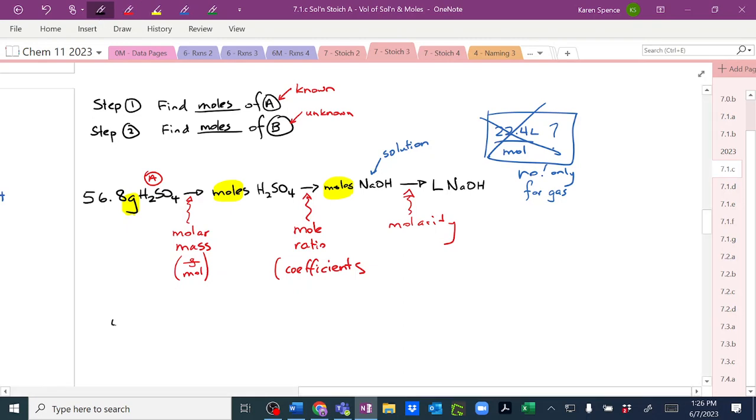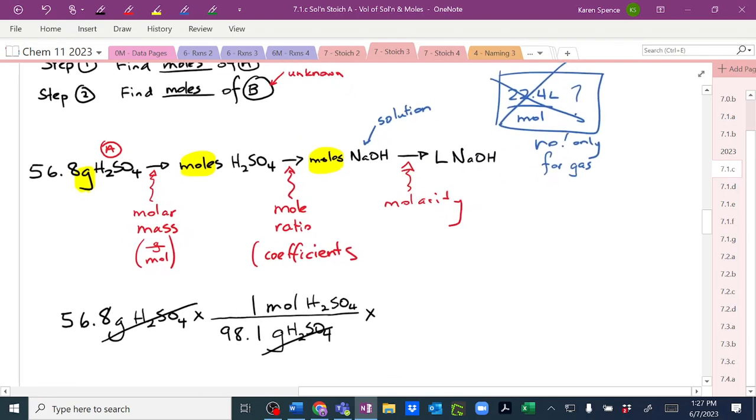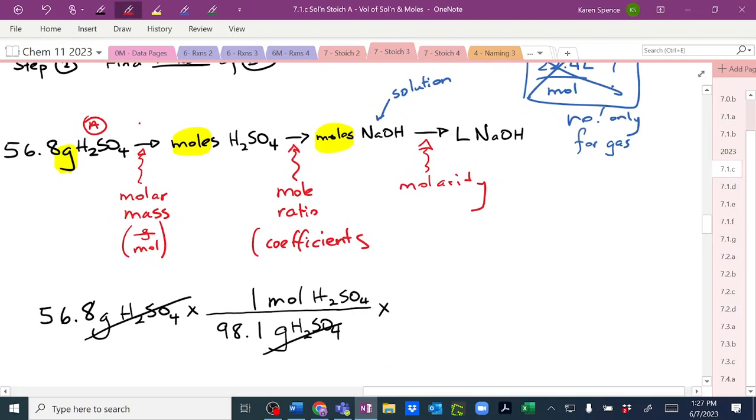So we have 56.8 grams of H2SO4. The molar mass, I happen to remember it from this morning, so I'm not going to go to the periodic table and calculate it, but you could. It is 98.1 grams of H2SO4 per 1 mole. 1 mole of what? H2SO4. We have successfully done step 1.